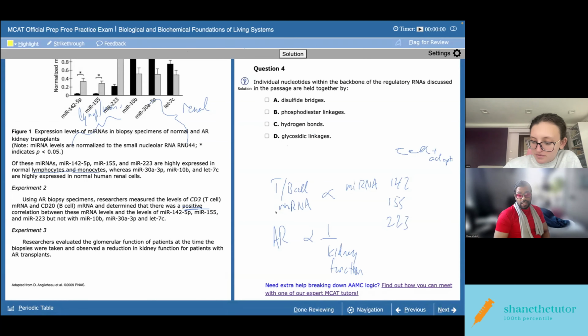Well, H bonds play a major role. I mean, that's why water is so important. It's important for a lot of reasons. Don't get me started on that. Hydrogen bonds come up all the time. But are they the phosphodiester?